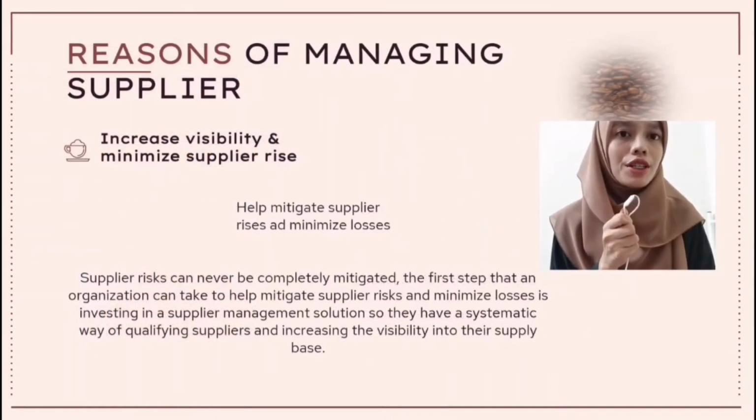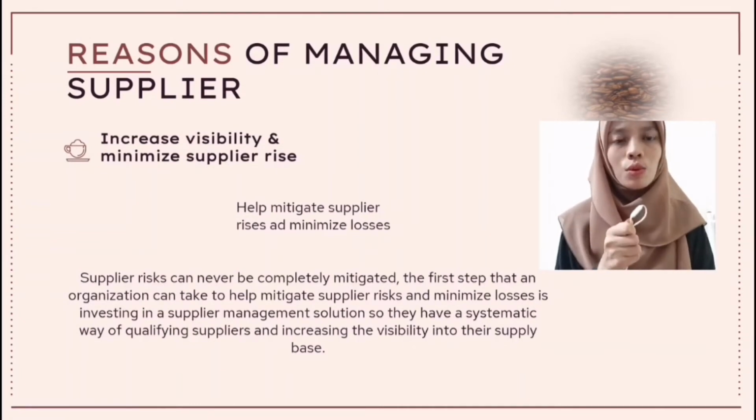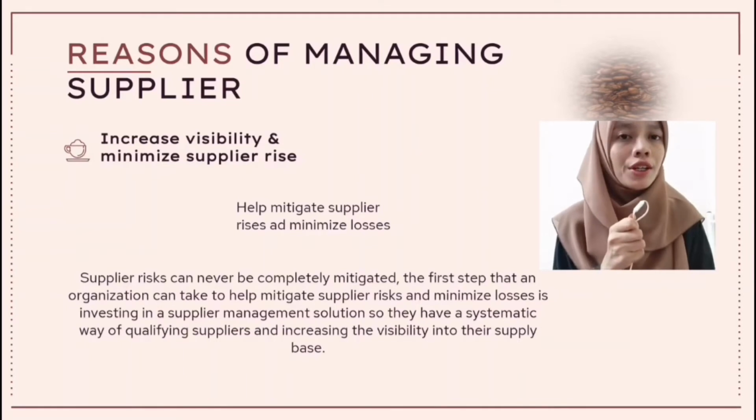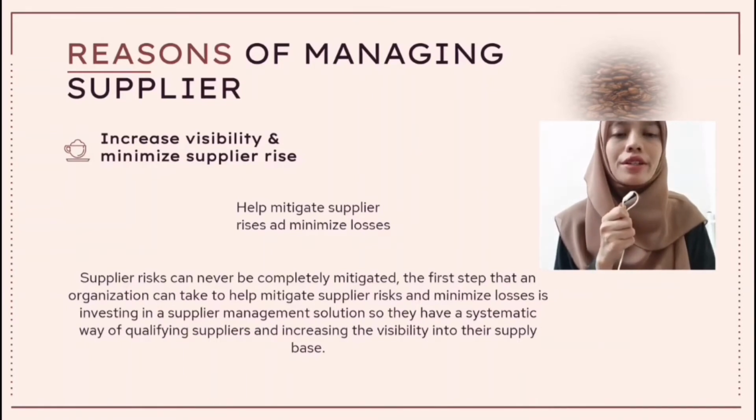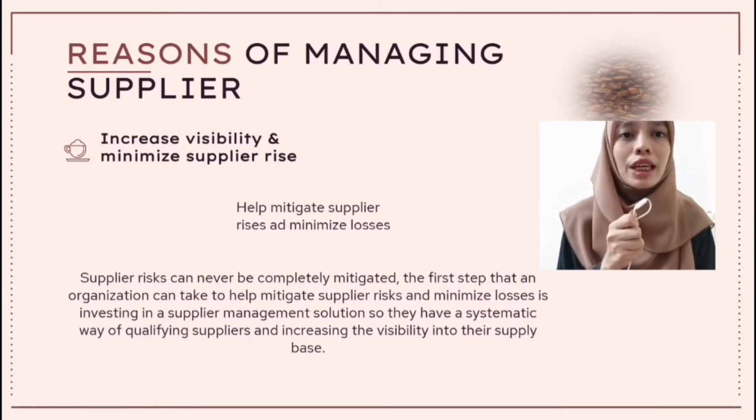There are 4 reasons for managing suppliers. We go one by one. So, the first reason is to increase visibility and minimize supplier risk. It is to help mitigate supplier risks and minimize losses. Supplier risk can never be completely mitigated.